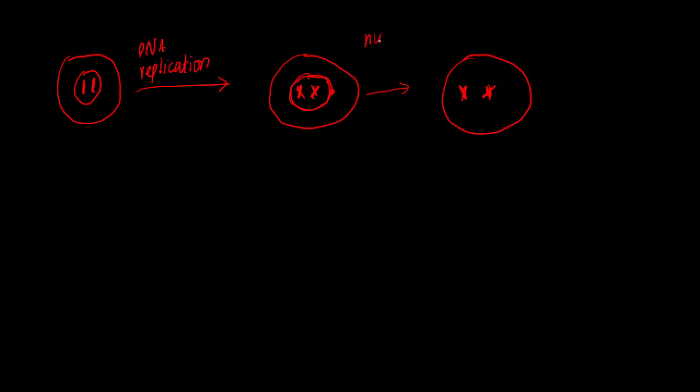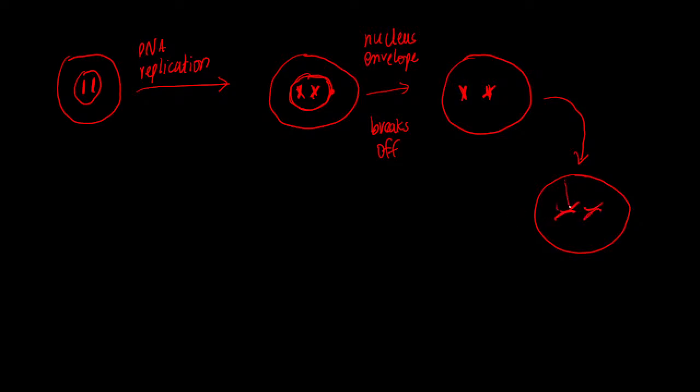So the nucleus envelope breaks off. Okay. Then what happens is that we have something called the spindle fibers, which hold them and arrange them in the center. So like this. So these spindle fibers pull them and arrange them in the center, or line them along the center.